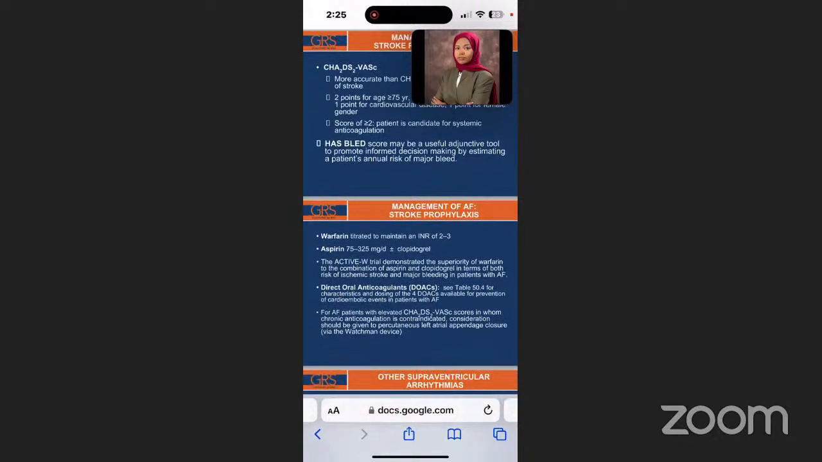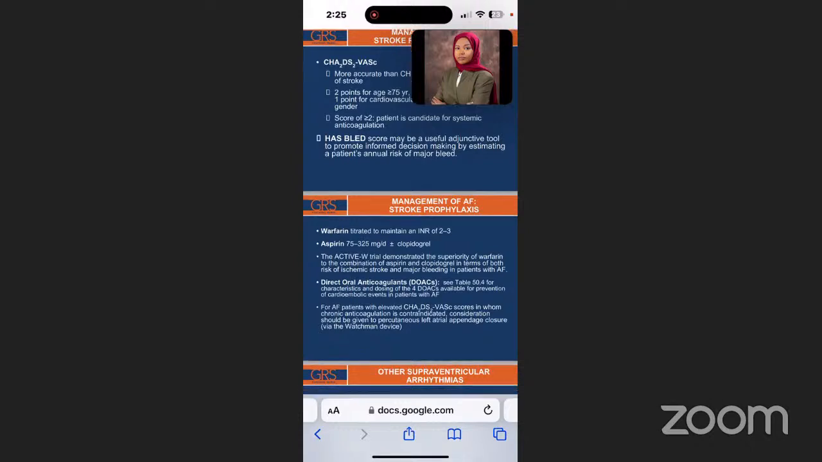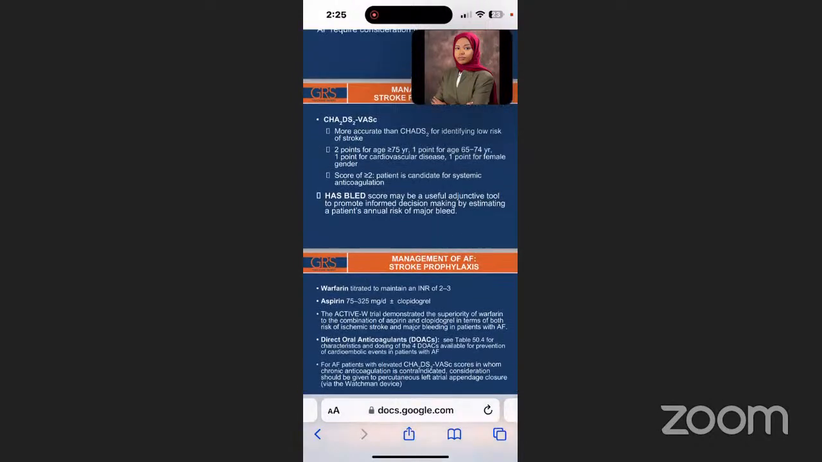HAS-BLED score. This is another type of score. It may be a useful tool to promote informed decision making by estimating a patient's annual risk of major bleeding. This is another scoring system.